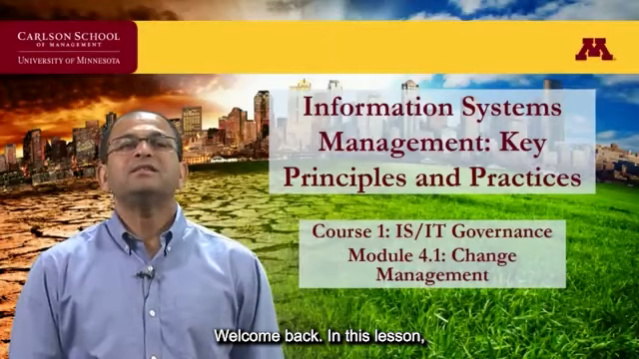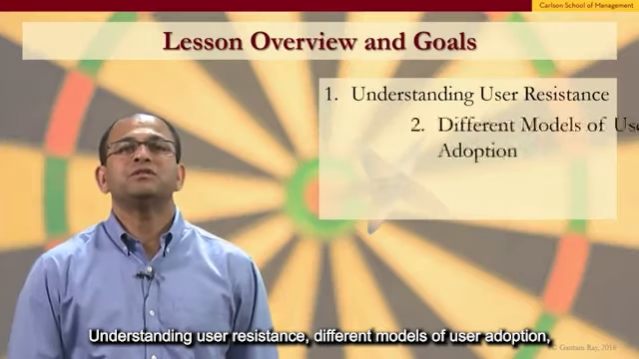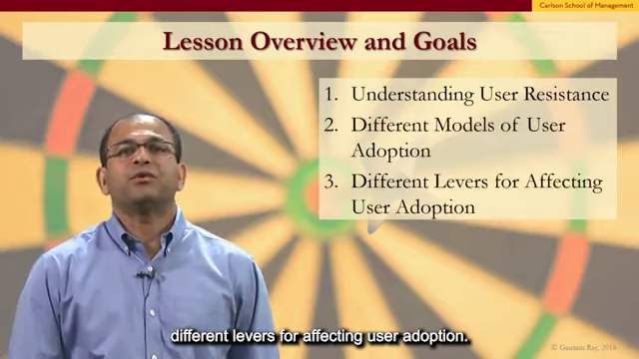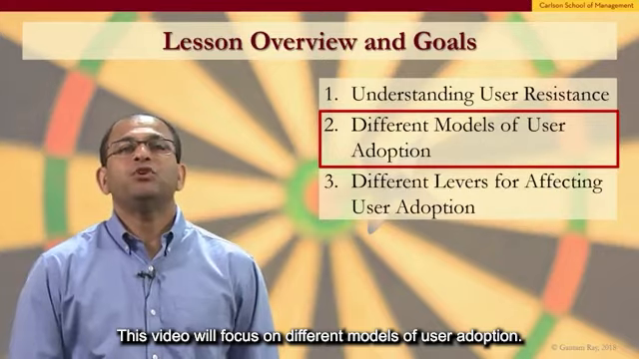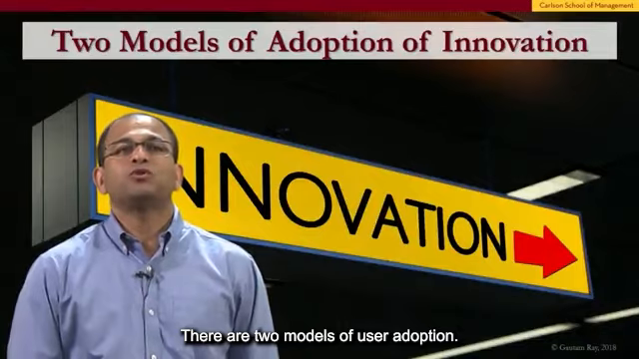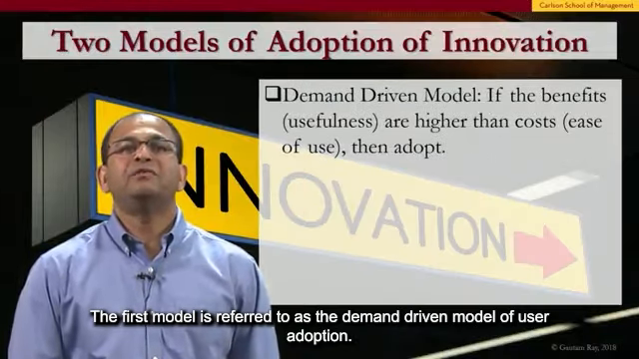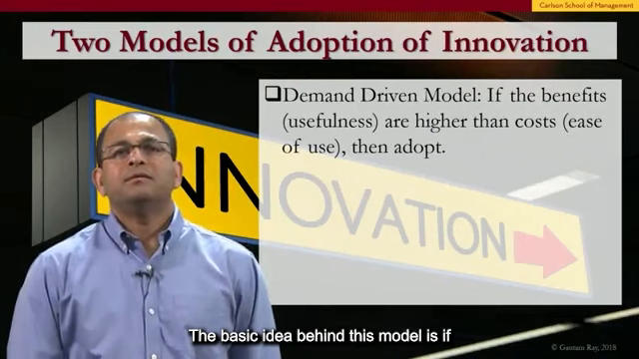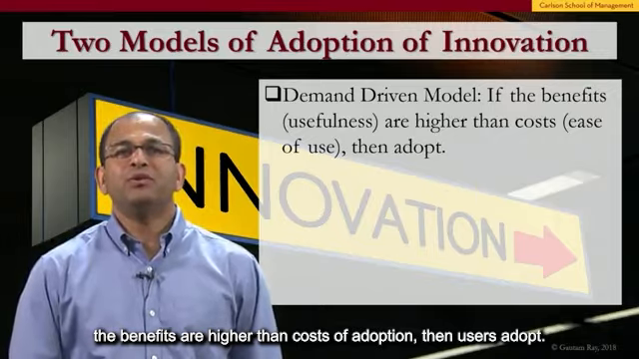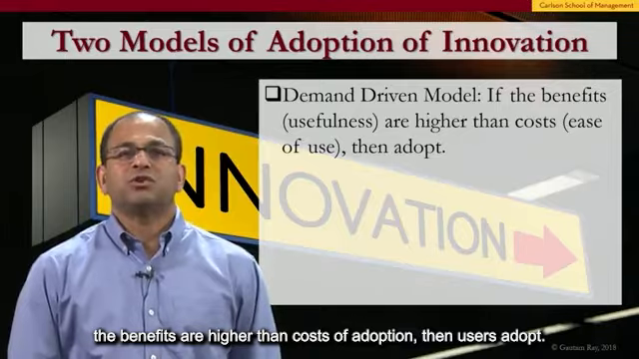Welcome back. In this lesson, we set ourselves 3 goals: understanding user resistance, different models of user adoption, different levers for affecting user adoption. This video will focus on different models of user adoption. There are 2 models of user adoption. The first model is referred to as the demand-driven model of user adoption. The basic idea behind this model is if the benefits are higher than costs of adoption, then users adopt.